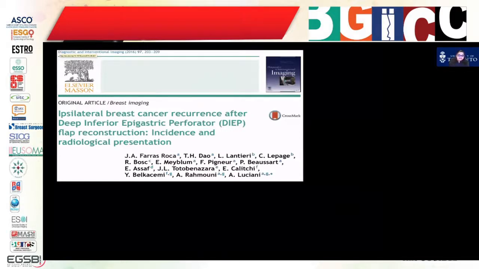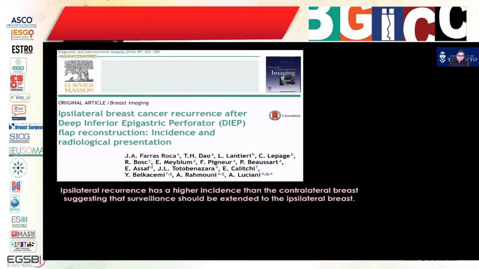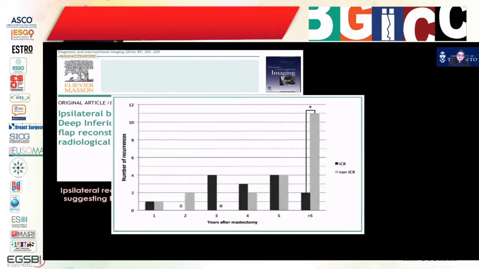This is ipsilateral breast cancer after DCIS. So in this, they said that the ipsilateral recurrence has a higher incidence than the contralateral breast, indicating that maybe surveillance should be performed even for the contralateral breast. So there's like all kinds of data, no clear direction towards what should be done. Definitely, there's no large randomized controlled trial to give us a clear indication what we should be doing for these women.